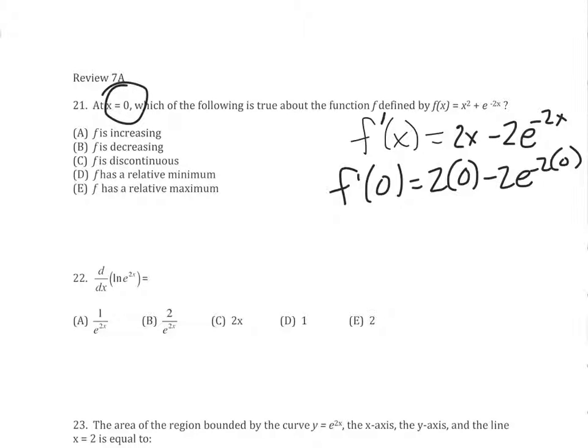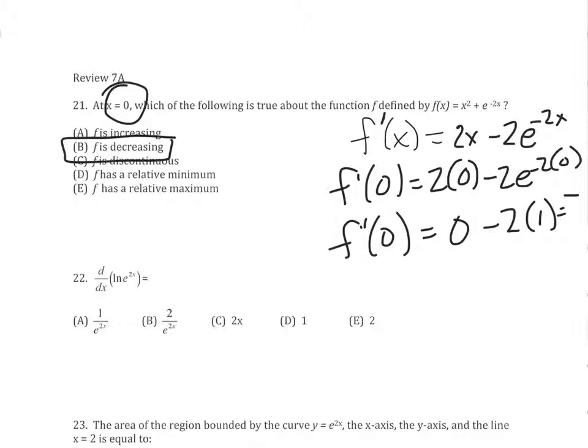And oftentimes with this e to the x, you just have to remember e to the 0 is 1. That just happens all the time. Makes life a lot easier. It looks complicated in the beginning, but this gets real easy. F prime of 0, therefore, equals 0 minus 2 times 1. So you get a negative number, negative 2 actually, so that is a decreasing function. Alright, let's get that out of there and keep moving on.